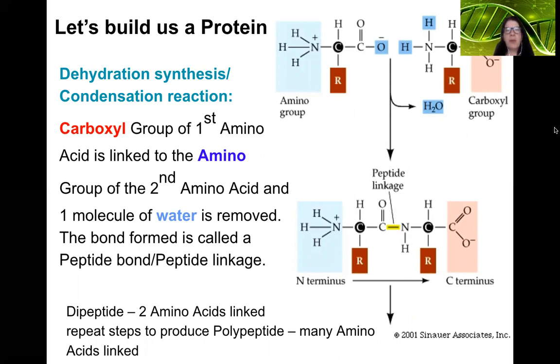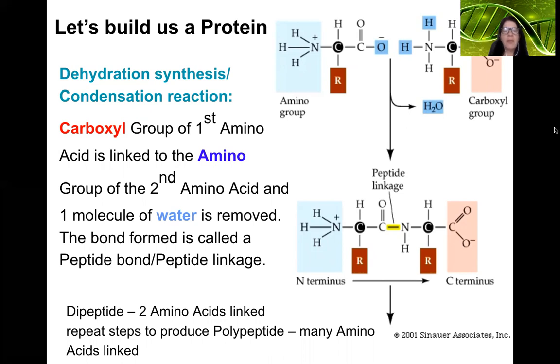Proteins, since they're polymers, since they're a biological molecule, are built by what type of reaction? Dehydration synthesis, or you may encounter it also as a condensation reaction. The way this works is that the carboxyl group of the first amino acid will be linked to the amino group of the second amino acid. And in the process, one molecule of water is removed. The bond which is formed between the two amino acids is called a peptide bond or peptide linkage.